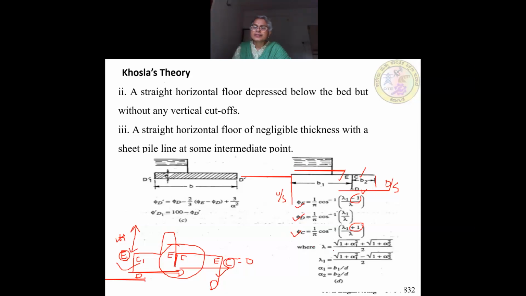Then lambda is equal to root of 1 plus alpha 1 square plus root of 1 plus alpha 2 square, and lambda 1 is root of 1 plus alpha 1 square minus root of 1 plus alpha 2 square, divided by 2. So these formulas you have to remember. Alpha 1 is given by B1 by D, alpha 2 is B2 by D, where D is the depth of the pile. B1 and B2 are the distances of these piles. So instead of plus, here you have minus. That's all.